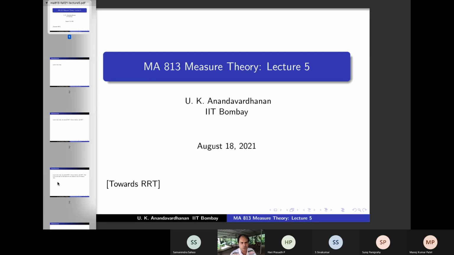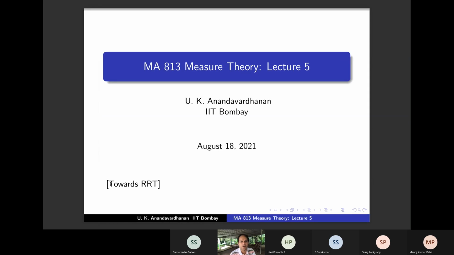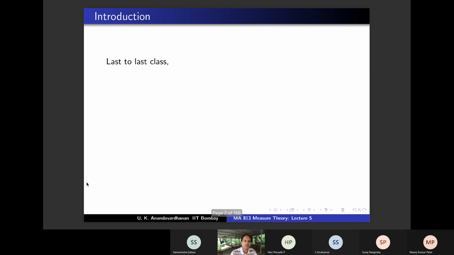So today we are going towards RRT. What is RRT? The Riesz representation theorem. We are not doing it today. We are doing some topological preliminaries, which you might already know from your topology course. We will recall them, and the idea is to start the proof of the Riesz representation theorem in the next class. So let's start by recalling what we did up to now.